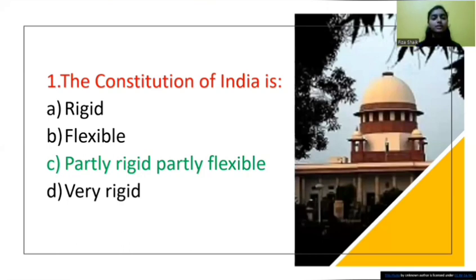Question number 1 is, the Constitution of India is option A, rigid, option B, flexible, option C, partly rigid and partly flexible, option D, very rigid. So correct option is option C, partly rigid and partly flexible.